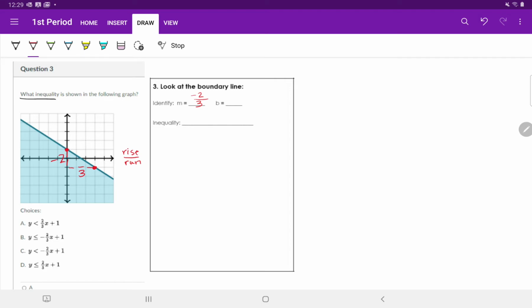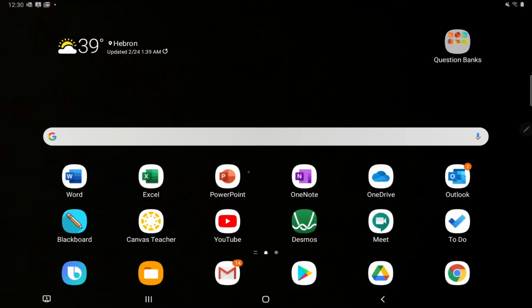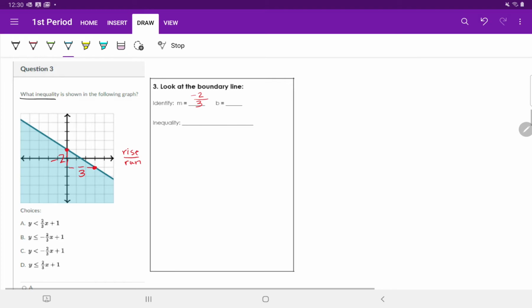B is the y-intercept. It's the point where we cross the y-axis, which happens to be this point here that I've already selected. I've now colored it blue. So that point crosses the y-axis at +1.